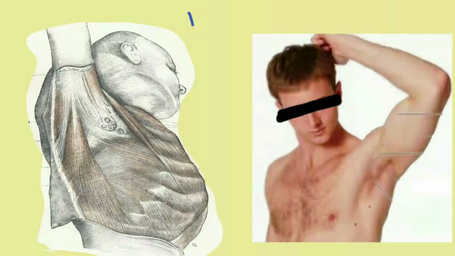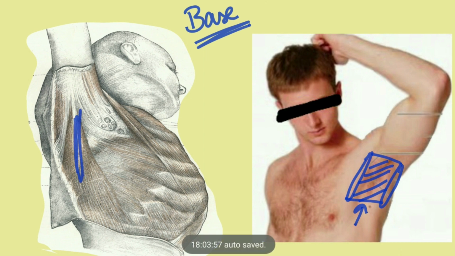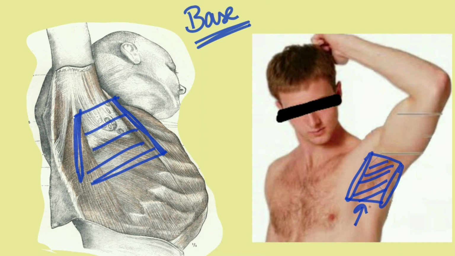Now look at here. I will demonstrate the base of the axilla. The base of the axilla is nothing but the skin stretching between the anterior and the posterior axillary walls. This is the anterior axillary fold, this is the posterior axillary fold, and the skin stretching in between is the base of the axilla. You can see the armpit is actually the base of the axilla. Again, this is the posterior axillary fold, this is the anterior axillary fold, and in between we have the base of the axilla.